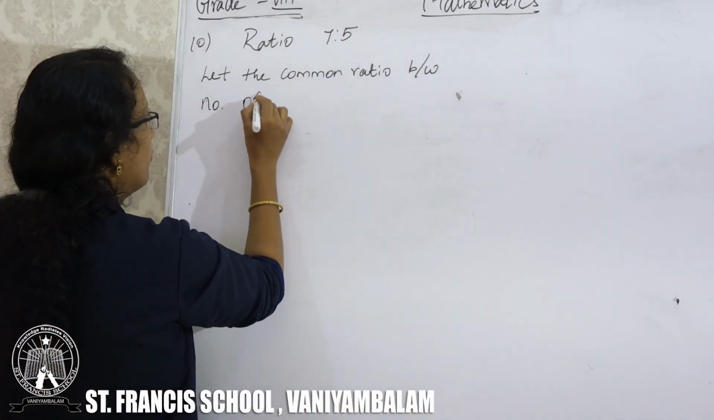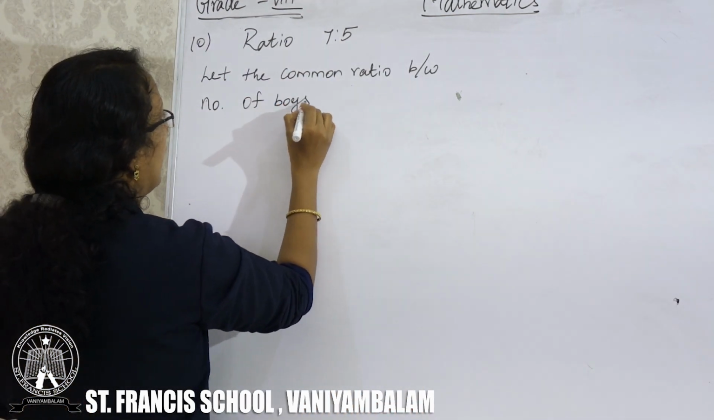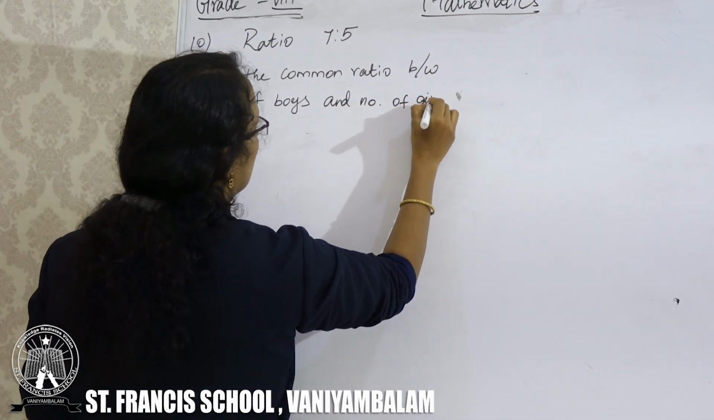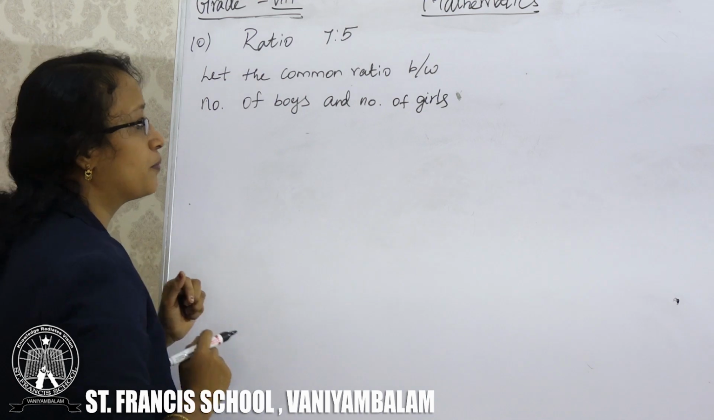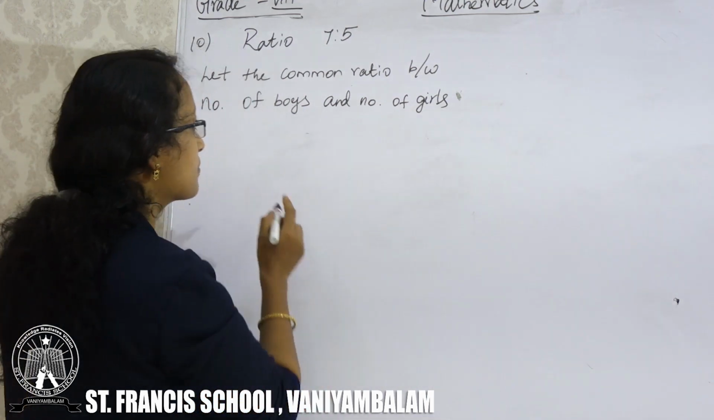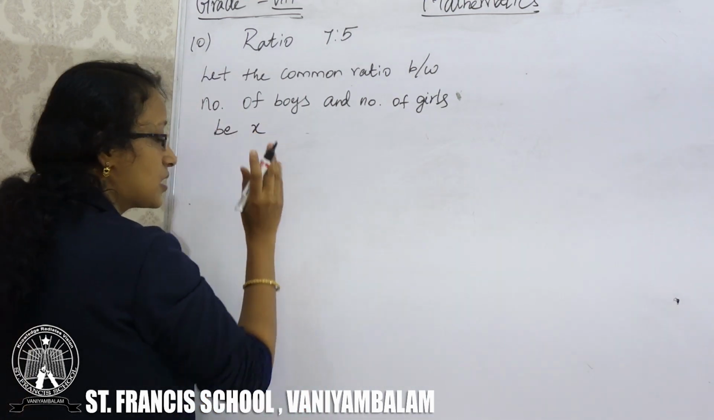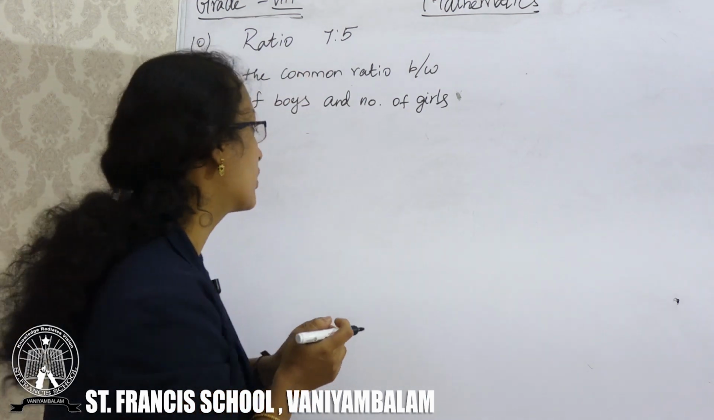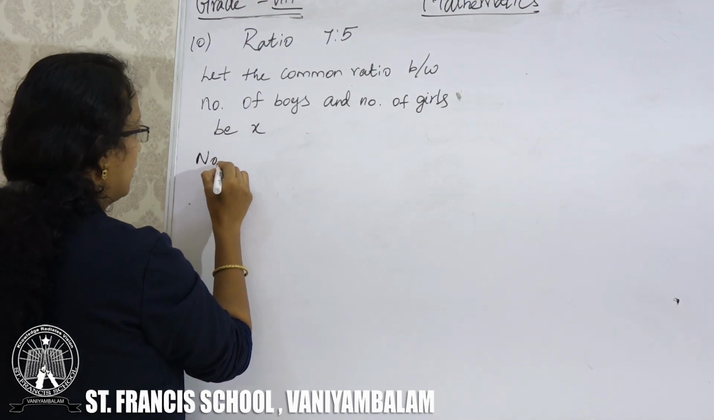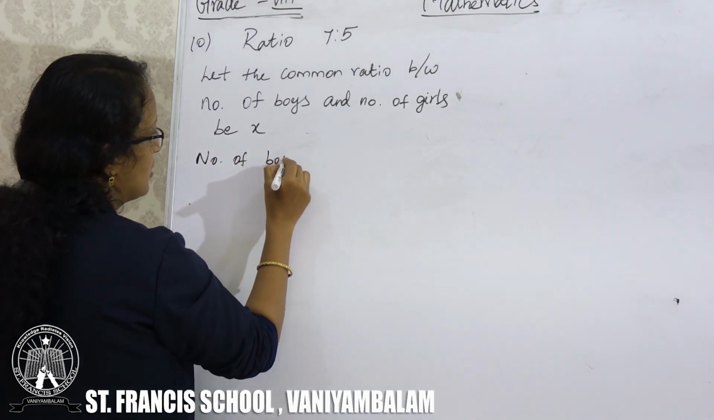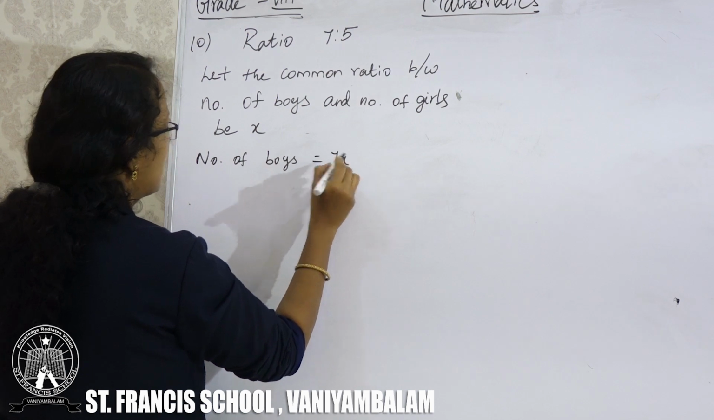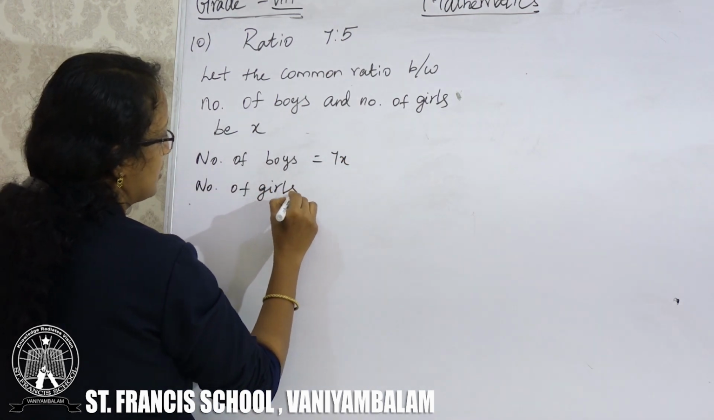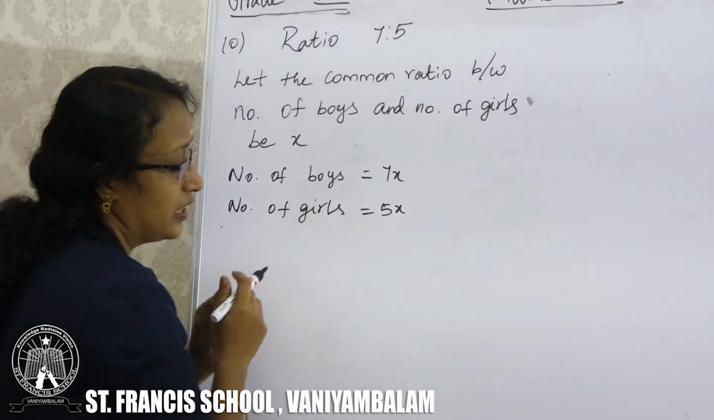So number of boys and number of girls. Let the common ratio between number of boys and number of girls be x. Same as the previous problem. Here the ratio is 7:5. So what will be the number of boys? Number of boys is 7x and number of girls is 5x.